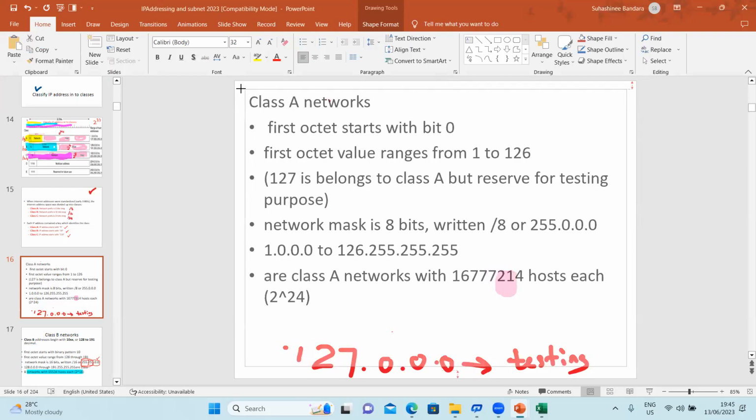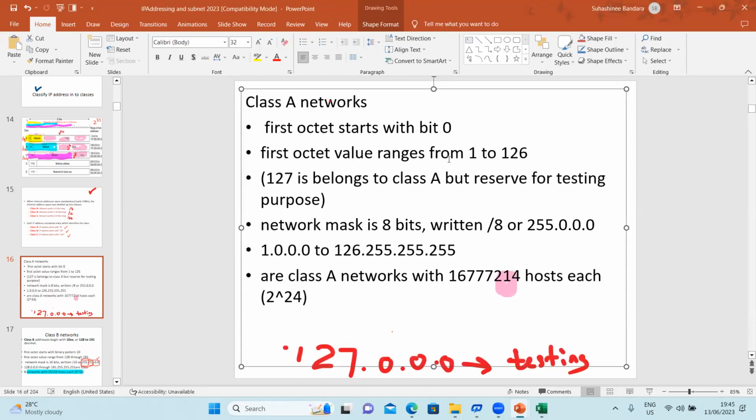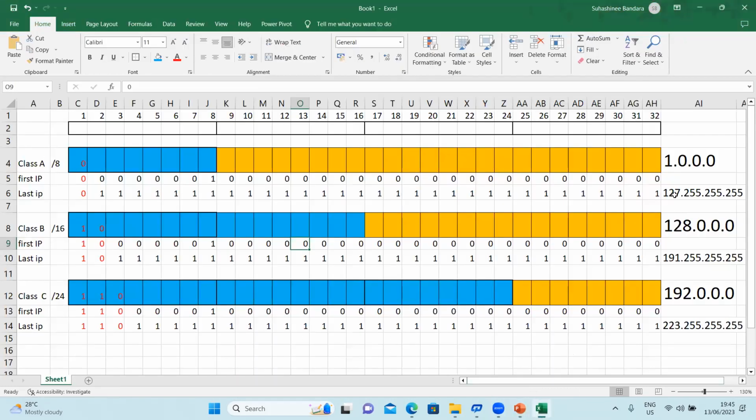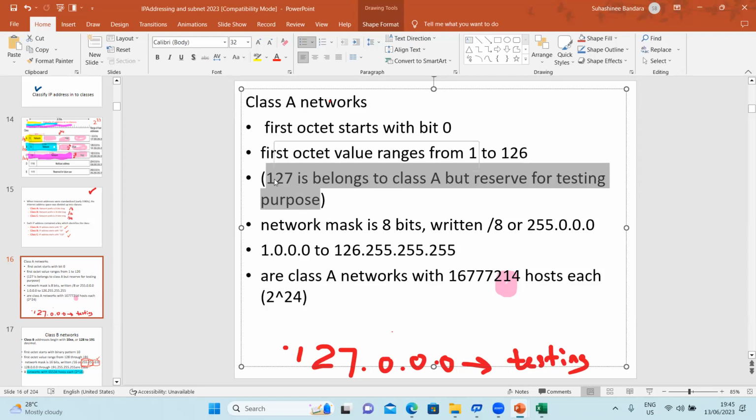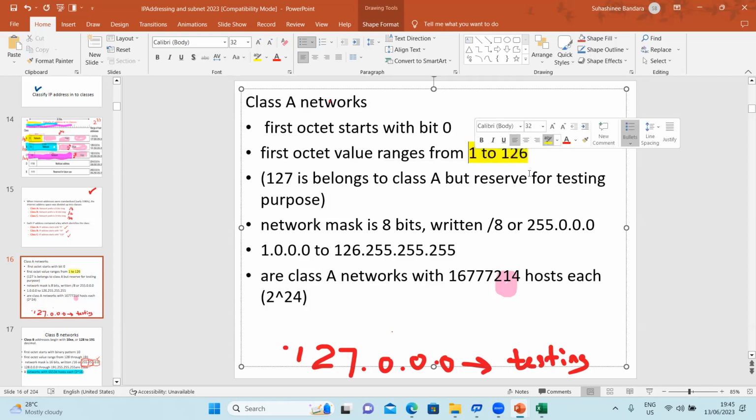According to the teacher guide, the first octet value ranges from 1 to 126, but 127 is also there. So 127 is reserved for testing purposes. Can you remember what we did here? 127 belongs to the testing purpose. Therefore, they are not assigning that as a subnet for the users. So users are not going to take 127. That's why they mentioned 126.